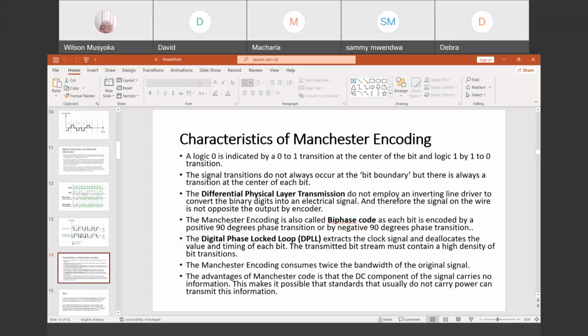What are the characteristics? Just like we have explained, they are going to have the 0 to 1 transition at the center of the bit, and that is the logic which is going to provide the synchronization aspect. The signal transitions do not occur at the bit boundary, but there is always one at the center. There is always a transition at the center of each bit. That is what you need to see.